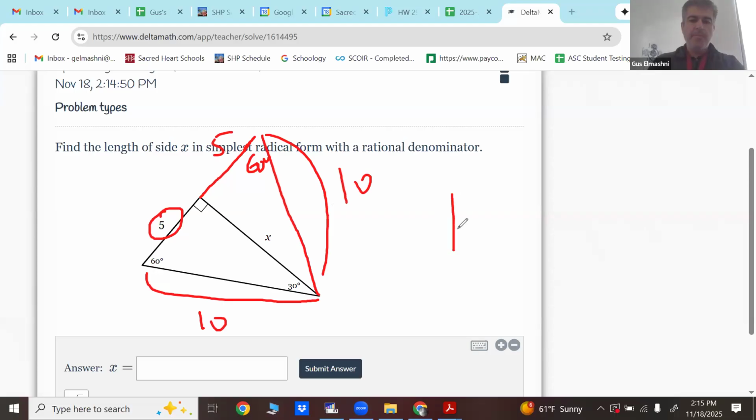And if I do the Pythagorean theorem, 5 and 10, x squared plus 5 squared.